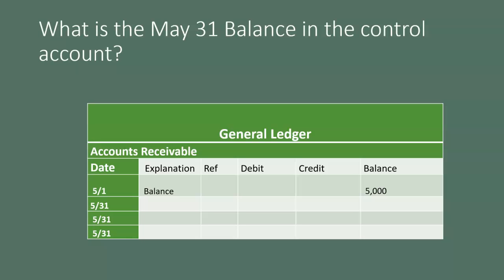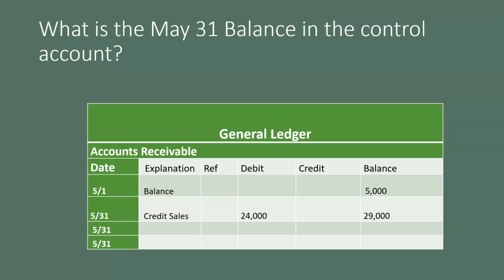Now, there was another part to this question. Not only did we have to find the ending balance in each of the subsidiaries, we have to find the ending balance in our control account, right? What would be the amount that we would report as accounts receivable on our balance sheet? That's what we're trying to figure out here. Accounts receivable, we were told, started off with a balance of $5,000. But then we had all of those other transactions that happened during the month.